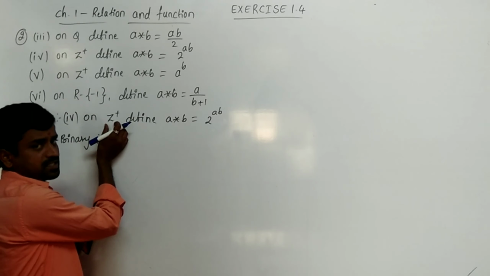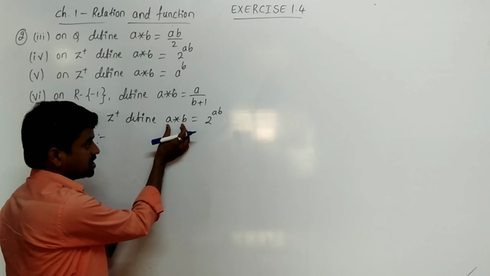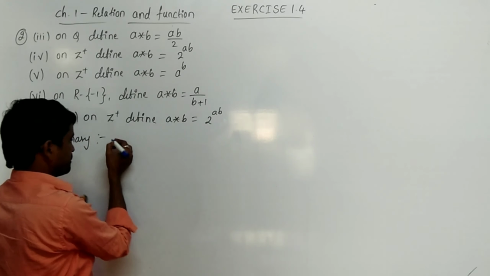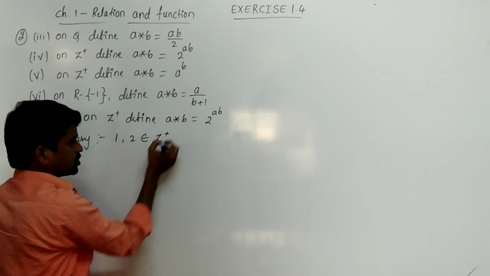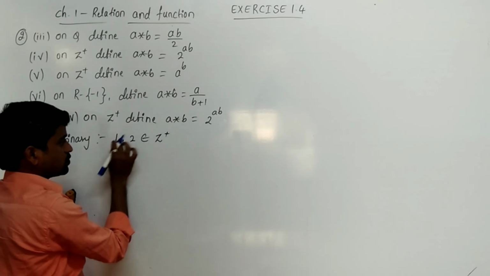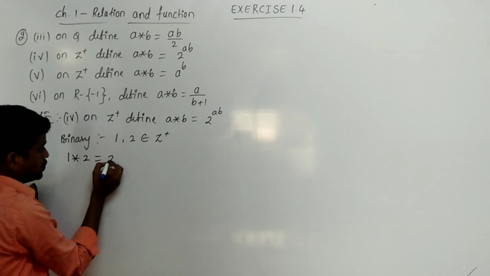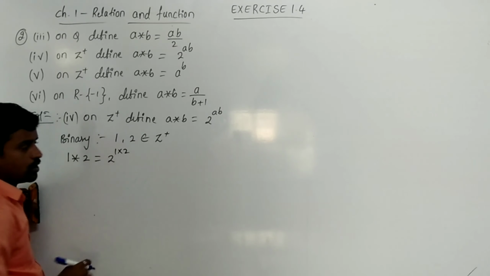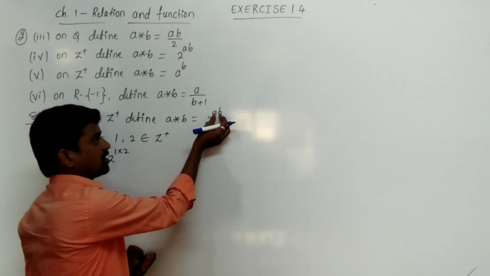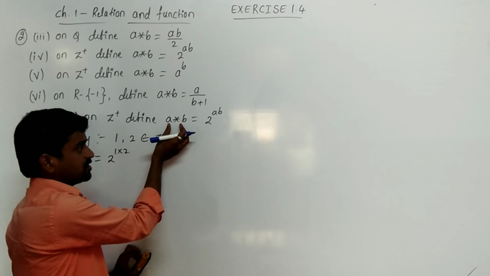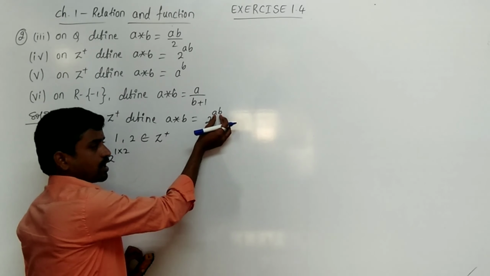You take positive integers. a and b are two positive integers. Then the operation is 2 to the power of a into b. Let 1, 2 belong to positive integers, a is 1, b is 2. Then 1 star 2 is 2 to the power of 1 into 2. a star b is equal to 2 to the power of a into b. Here the definition is a star b equals 2 to the power of the multiplication of both.